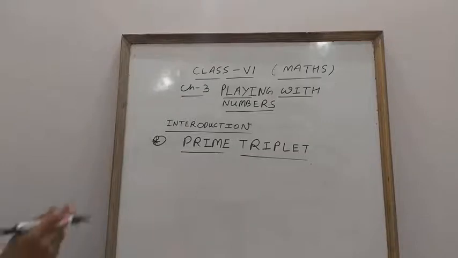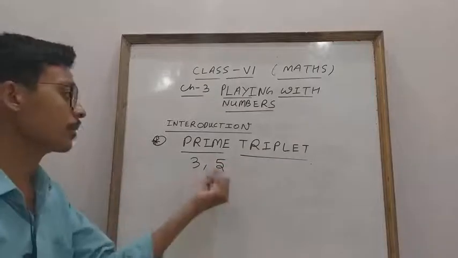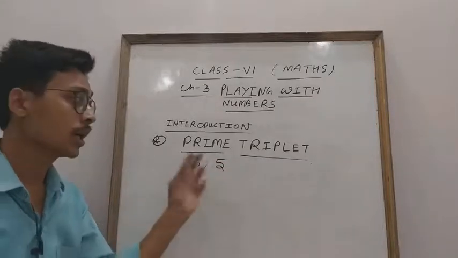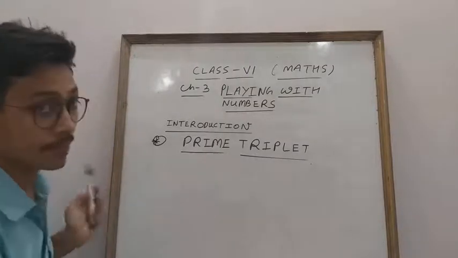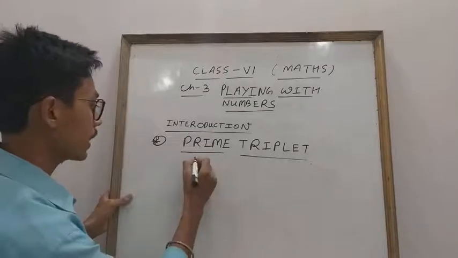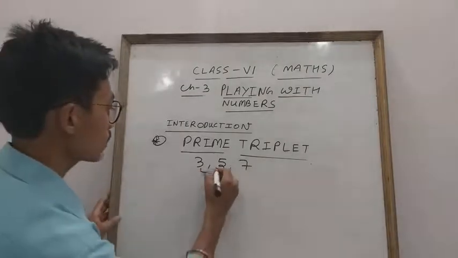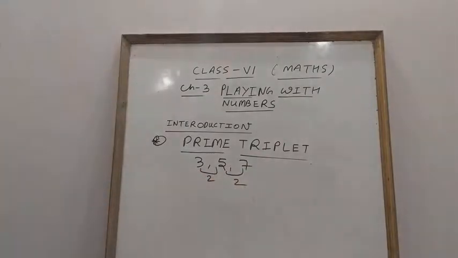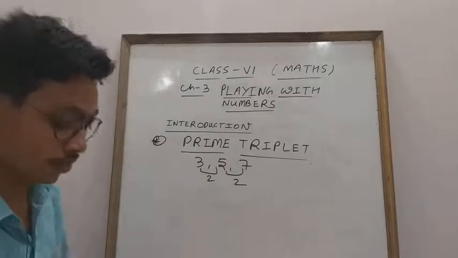Clear? Prime triplet means, just like twin prime, where I wrote the example 3 and 5, which has a difference of 2. There only a pair, that is 2 numbers, was there. If it is given prime triplet, it means 3 numbers should be there. You can write down 3, 5, 7. See student, here the difference is 2, here the difference is 2. So prime triplet means 3 consecutive prime numbers having a difference of 2. Clear everyone? The 3 prime numbers having a difference of 2 are known as a prime triplet. Next prime triplet you will find out yourself.